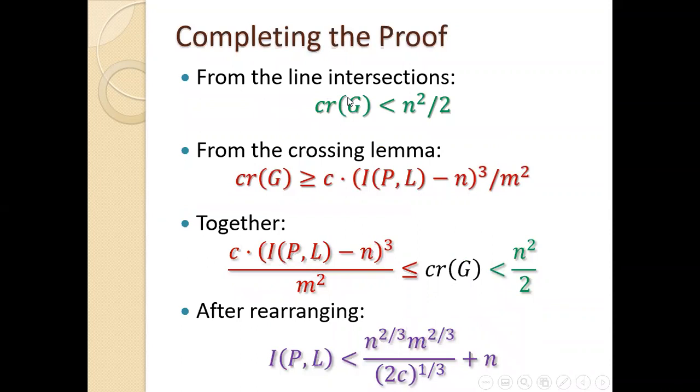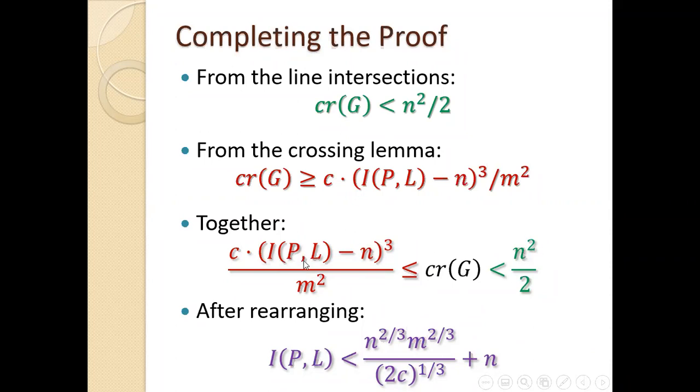First, we said the crossing number is less than n squared over 2 by a basic property of lines. Then we applied the crossing lemma and we got that the crossing number is at least this. Put them both together, right? The crossing number is at least this, at most this. Now throw away the middle, we don't care. We know that the red part on the left is smaller than the green part on the right. The crossing number no longer matters, forget about it. You just have an inequality.